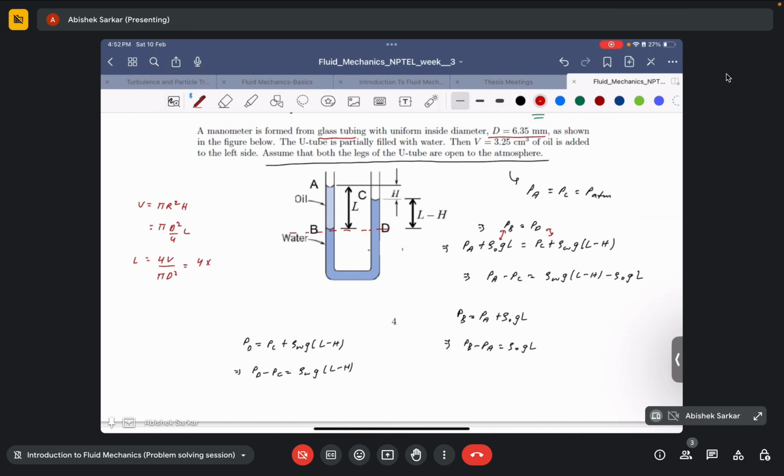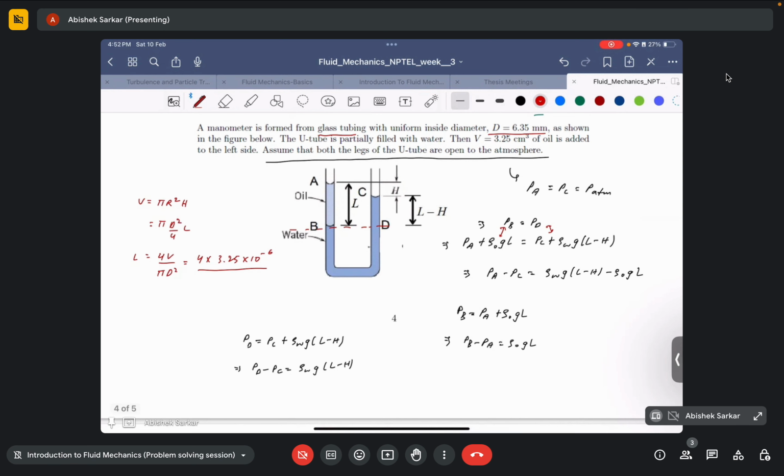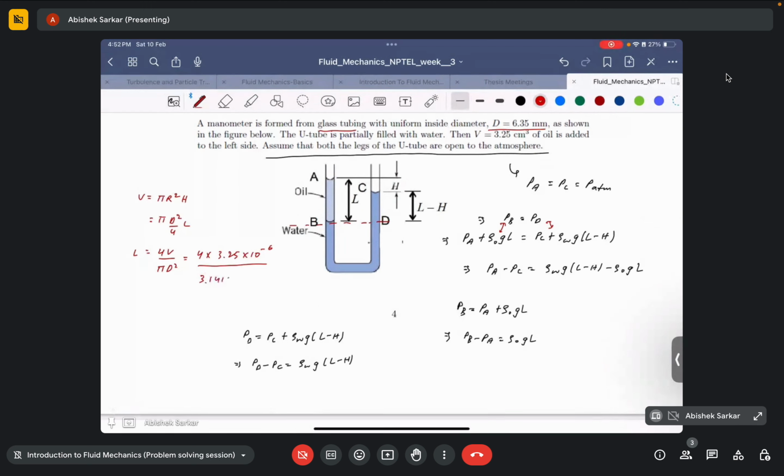Just do the calculation. It would be, say, 3.25 into 10 to the power minus 6, right? If you can convert centimeter cube to meter cube. Yes, sir. And it would be 3.1416 into diameter, which is 6.35 into 10 to the power minus 3, square. Just do this calculation and tell me the answer.